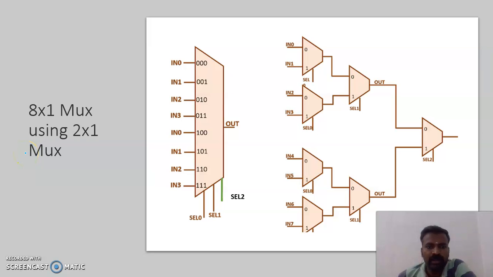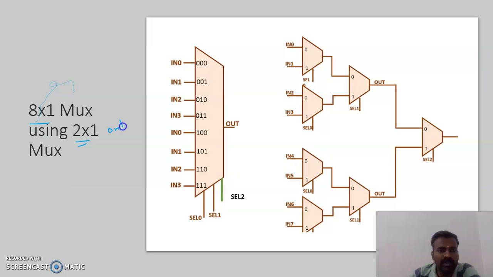Hello everyone. In this lecture, we are going to discuss how to design higher order multiplexers using lower order multiplexers, and also some different types of gates we are going to design using multiplexers only. So these are the two things we are going to discuss in this lecture. The first topic is an 8x1 multiplexer using 2x1 multiplexers only.